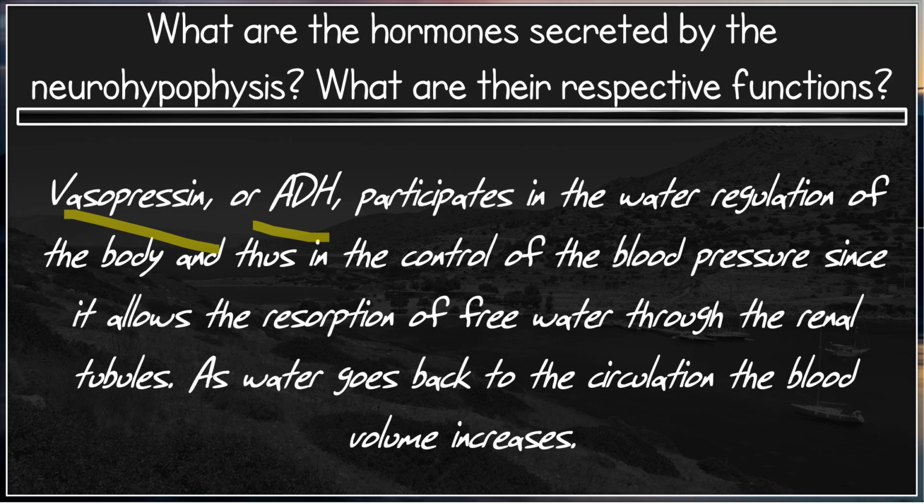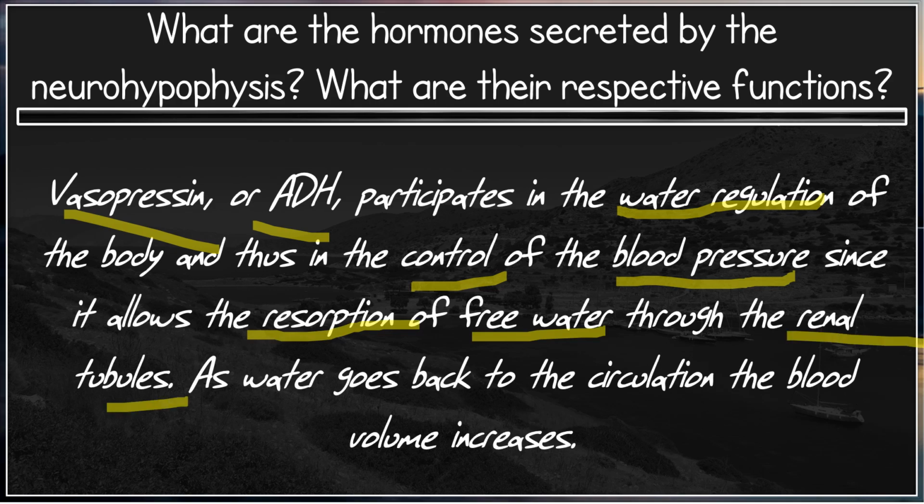Vasopressin or antidiuretic hormone participates in water regulation of the body and thus in control of the blood pressure, since it allows the reabsorption of free water through the renal tubules. Water goes back to the circulation, and the blood volume increases.